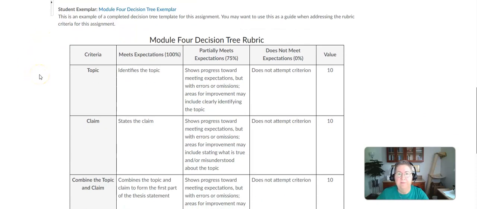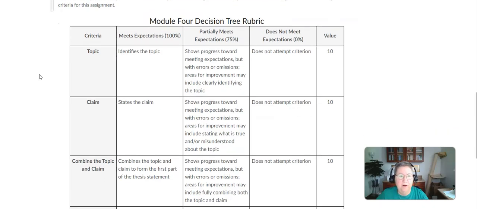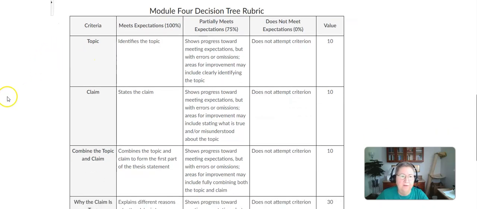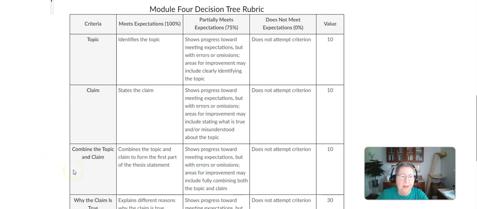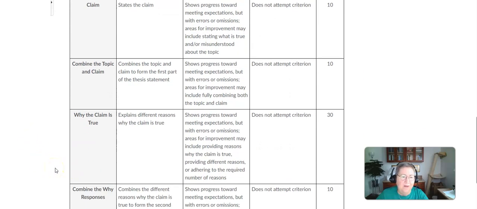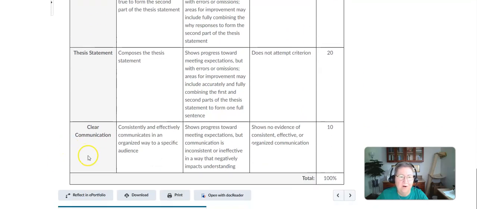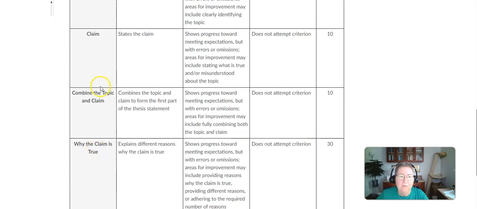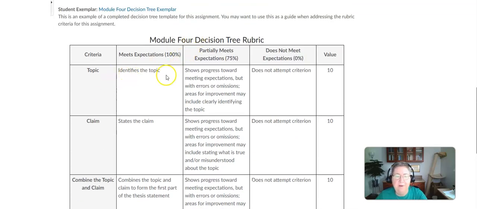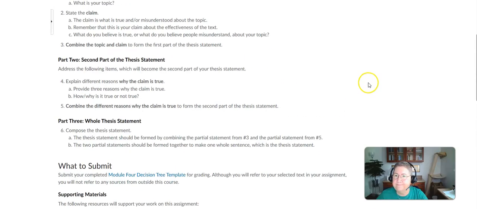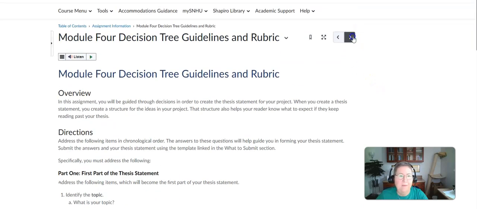And as always, be sure that you're reviewing the grading rubric. Notice that, as always, the criteria match what is in the table, making sure that you've done all those things as well as clear communication. Read the descriptions in the meets expectation column so that you are sure that you're meeting expectations. Also use the rubric as a checklist to make sure that you have done everything that you're supposed to do. All right, that's that assignment.